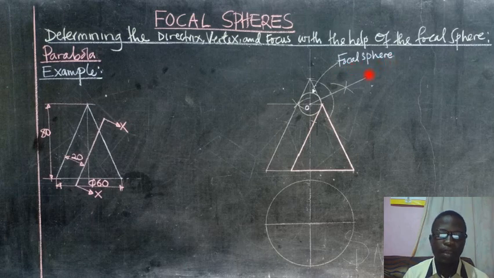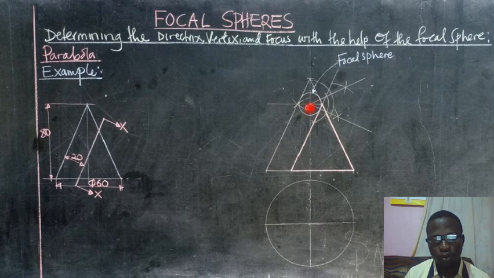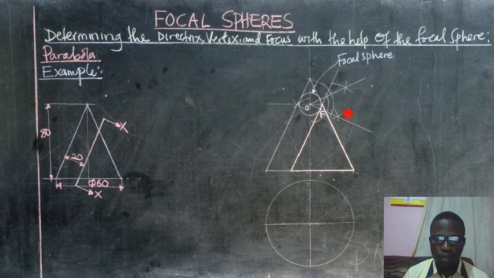Now what do we need to do? We need to obtain now the three parameters. Let us first obtain the focus. We are going to drop the perpendicular from the center O to the cutting plane, and when you drop the perpendicular, it will give you the point around there, and that point is the focal point, as you can see. So we have the focal point obtained.